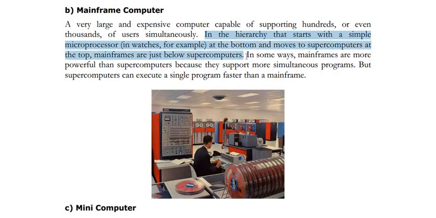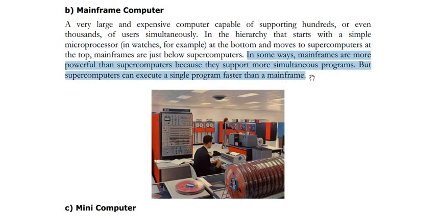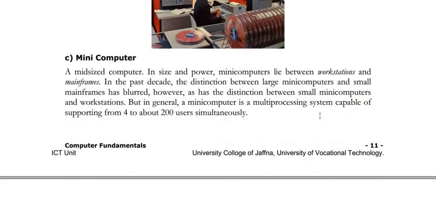In the hierarchy that starts with a simple microprocessor, in watches for example, at the bottom and moves to supercomputers at the top, mainframes are just below supercomputers. In some ways, mainframes are more powerful than supercomputers because they support more simultaneous programs. But supercomputers can execute a single program faster than a mainframe.